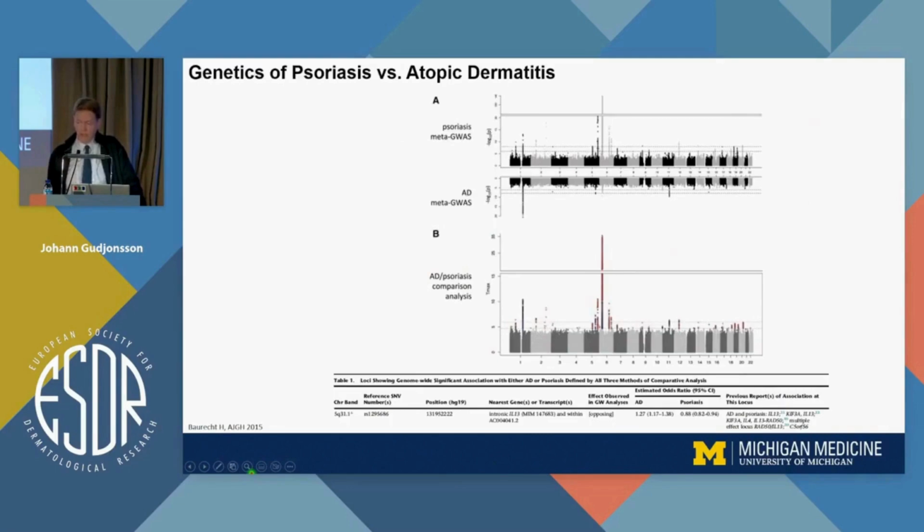If you look, this is what they call a Manhattan plot of psoriasis. And you have the psoriasis meta-GWAS over here, and then you have the atopic dermatitis meta-GWAS over here on this end.